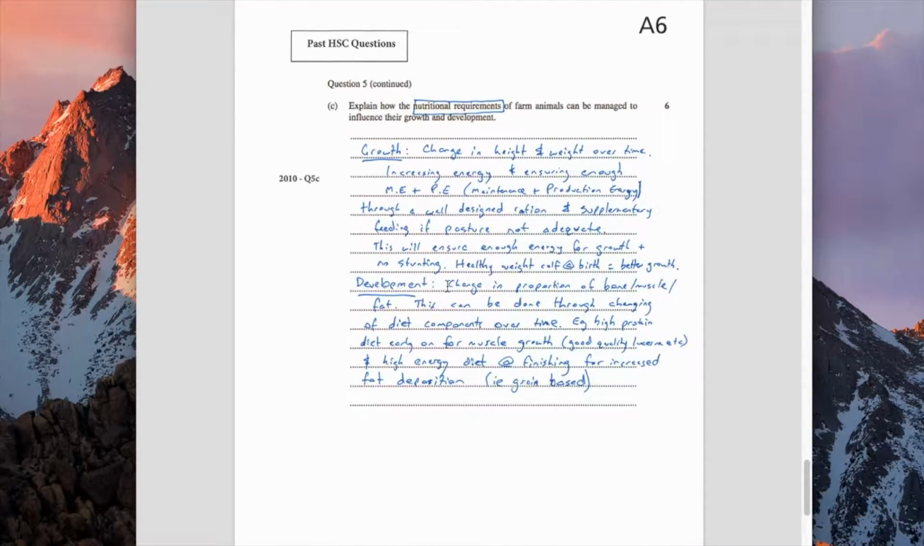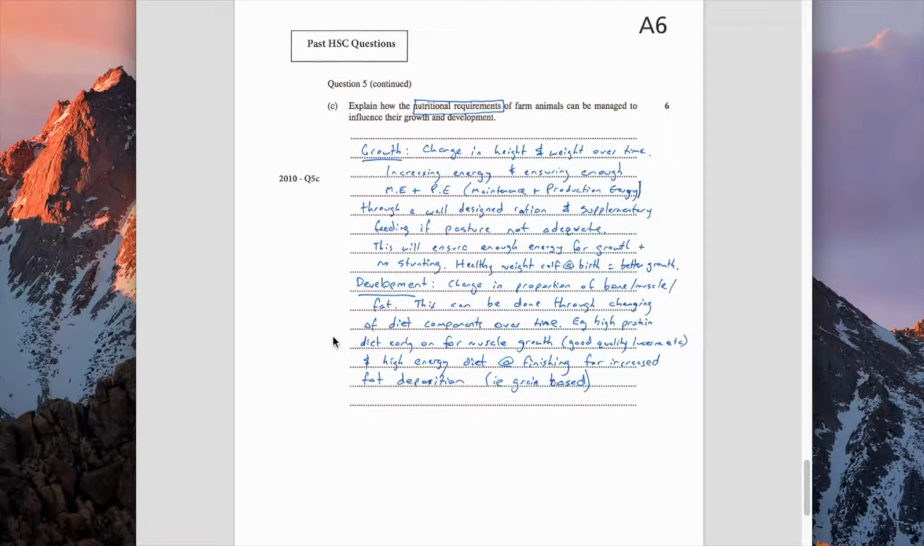Development, again, it's good to put what it is so that the markers know that you know what it is. Change in proportion of bone, muscle and fat. This can be done through changing of diet components over time. Remember, we could put breed here because that can change the proportion of bone, muscle and fat, but it doesn't say breed, it says nutritional requirements.